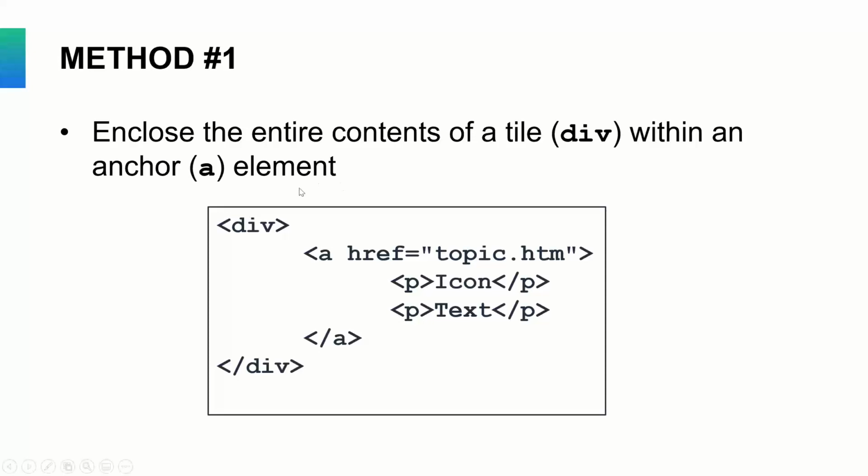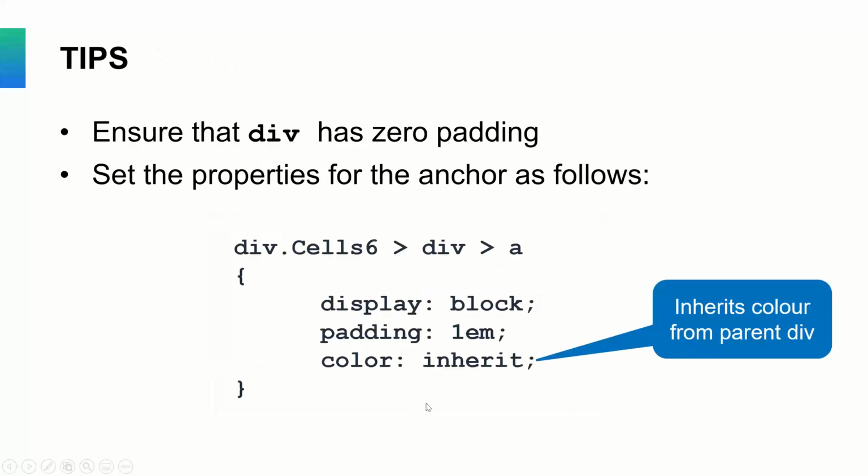I have to make sure that the tile itself, the div, doesn't have any padding, top, bottom, left or right. Otherwise, there'd be an area at the top and around the sides which wasn't clickable. But if you set the padding for the div as 0, this link is going to fill the entire div and everything is clickable. That's the trick I used in this particular case.